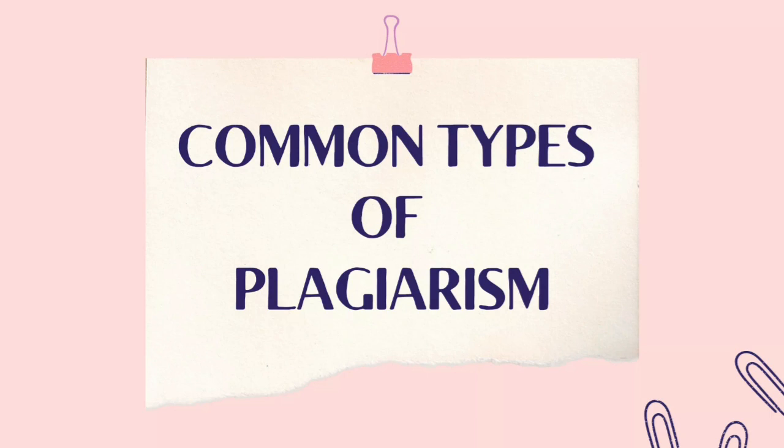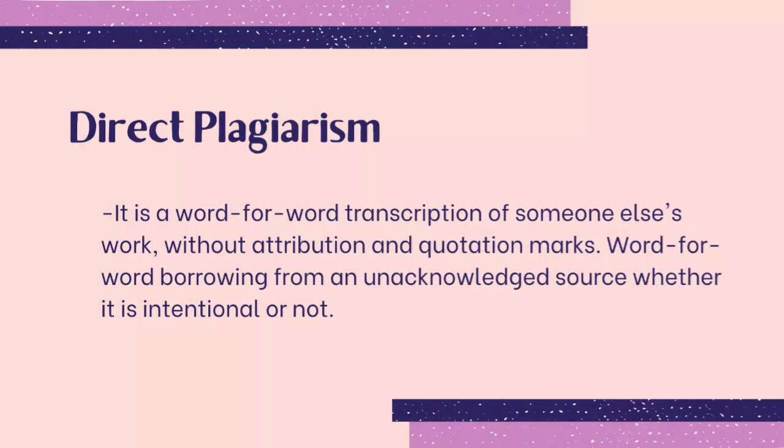Here are the common types of plagiarism. First, direct plagiarism. Direct plagiarism is a word-for-word transcription of someone else's work without attribution and quotation marks. Word-for-word borrowing from an acknowledged source, whether it is intentional or not.